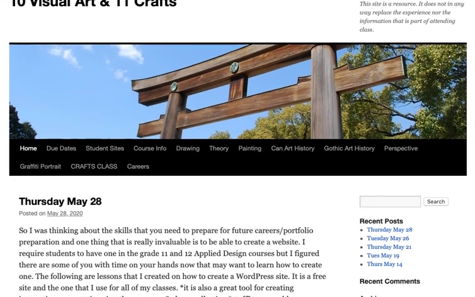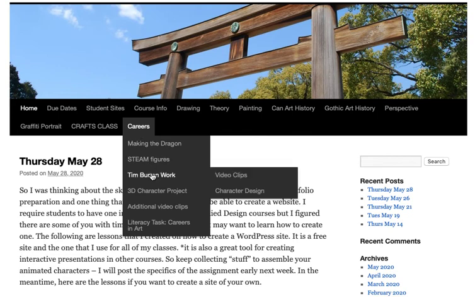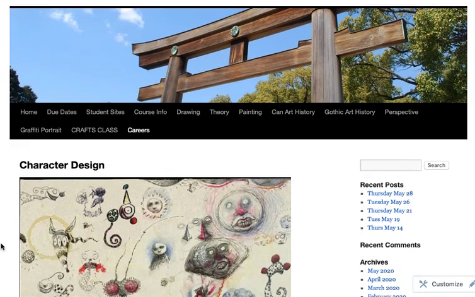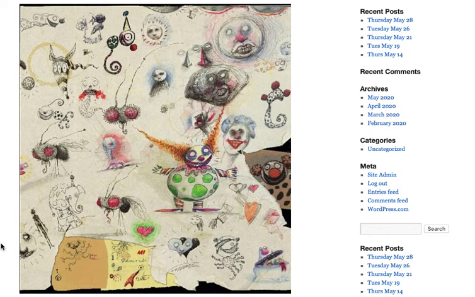So first of all, underneath careers and under Tim Burton work, here's where you watch the videos. I've added character design. So one of the coolest field trips that we ever did was there was a Tim Burton show in Toronto, and we took the kids to go see it. It was at the Toronto International Film Festival location, and it was really cool.